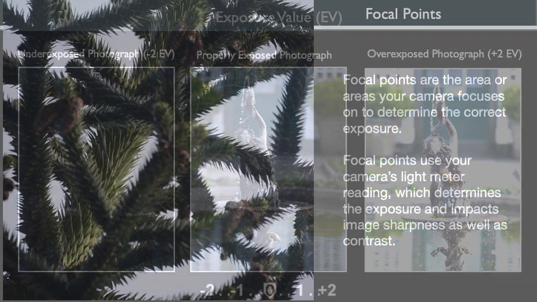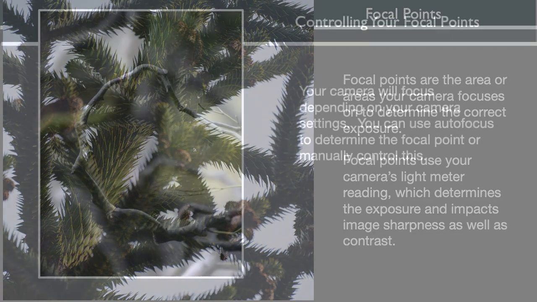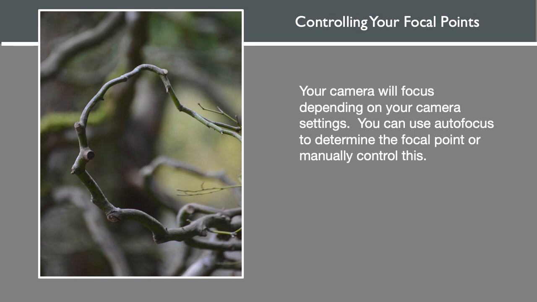Focal points are the area or areas your camera focuses on to determine the correct exposure. Focal points use your camera's light meter reading, which determines the exposure and impacts image sharpness as well as contrast. Your camera will focus depending on your camera settings. You can use autofocus to determine the focal point or manually control this.